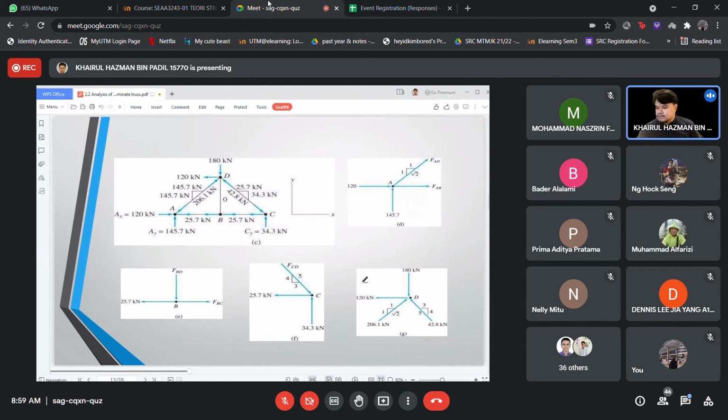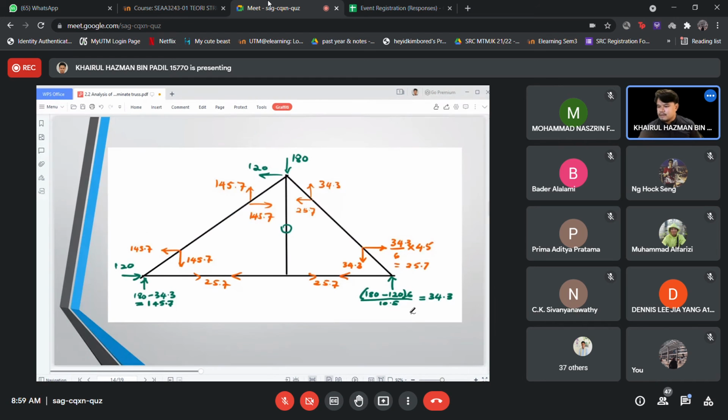Okay, all this part is done by the joint method, where you do the analysis one by one based on the joint parts. First we do joint A, and then we do joints B, C, and D. We do the analysis one by one. Once you have completed all the analysis, you can put it in one free body diagram.